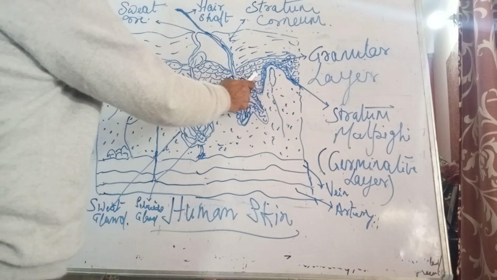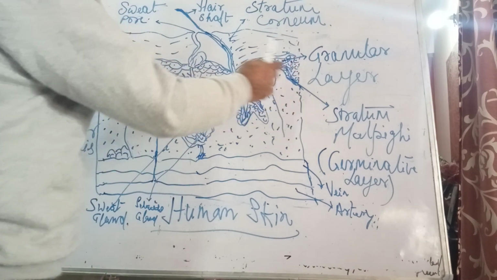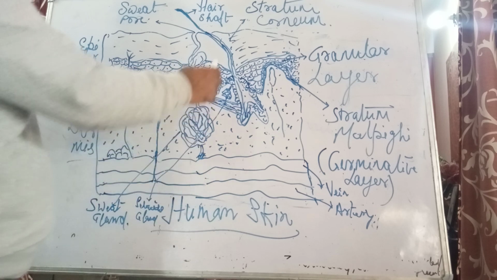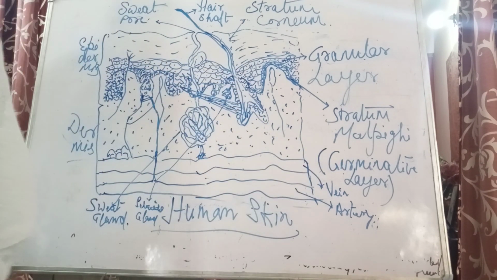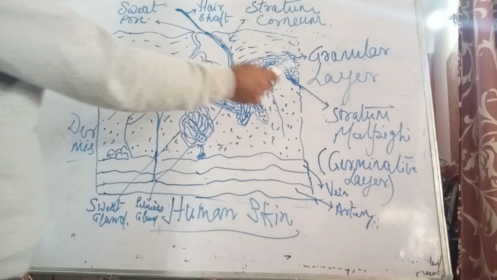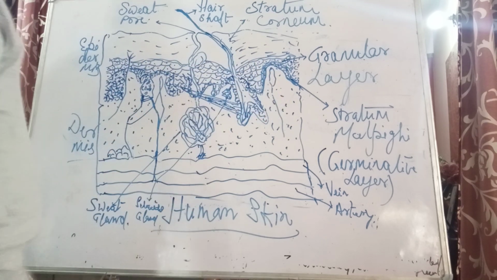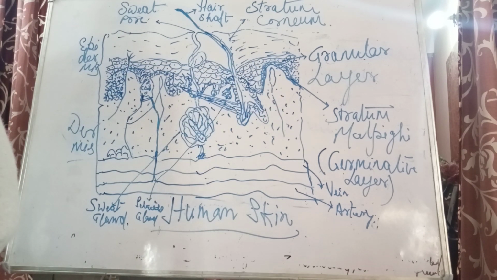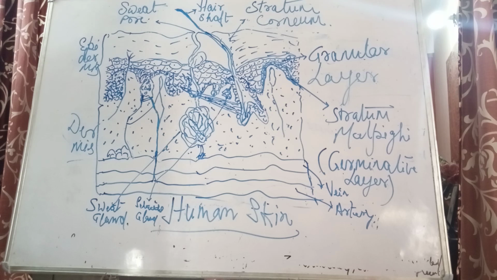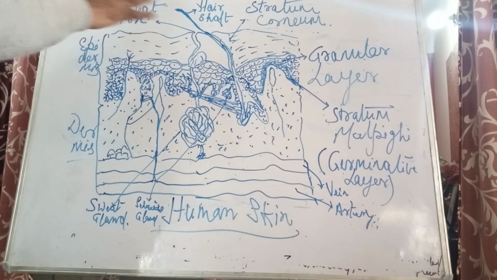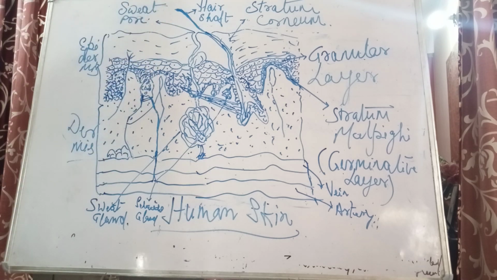So the cells of the stratum malpighi, you have to remember, can divide actively, and that is why they are called the germinative layer. And another important function of this layer is that the cells contain melanin, which is the coloring pigment of the skin. So this you have to remember, students, the important aspects of these layers.